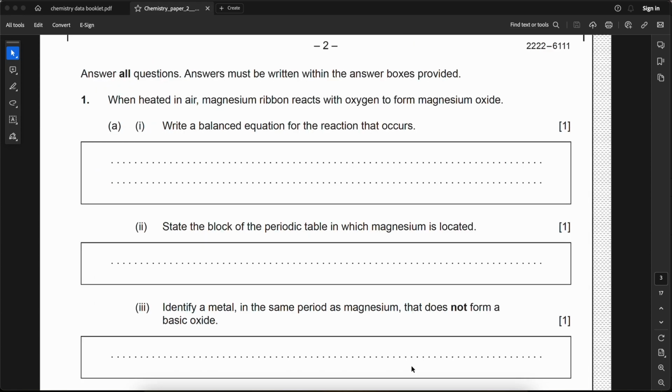When heated in air, magnesium reacts with oxygen to form magnesium oxide. Write a balanced equation for the reaction that occurs. So magnesium, that would be solid, reacts with oxygen, gas phase, to produce magnesium oxide, that is also solid. Then we need 2 here to balance the equation, and 2 here as well.